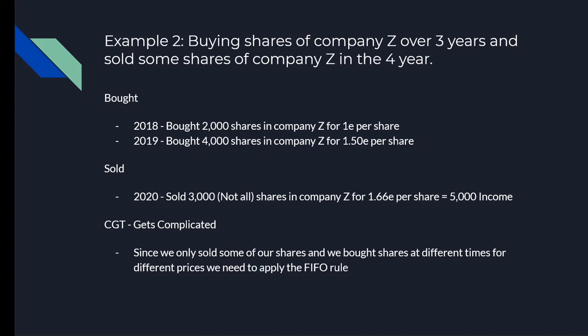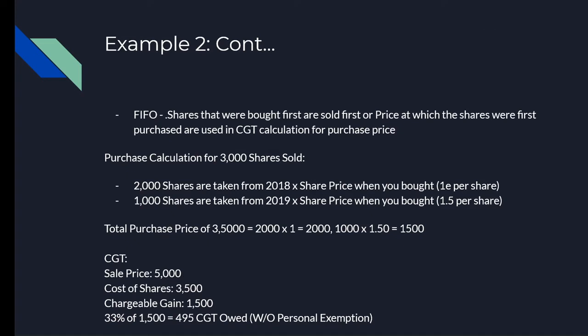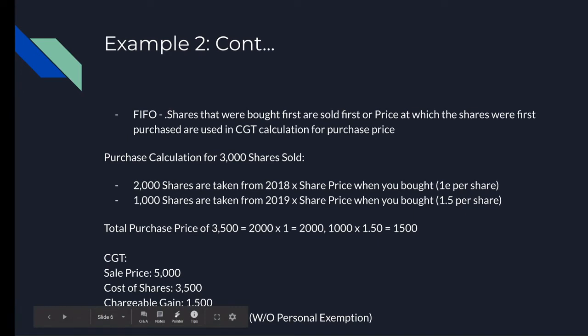Basically, what happens now is because we only sold some of our shares and we bought shares over a different time at different prices, we need to apply the FIFO rule. FIFO rule basically means first in, first out. Shares that were bought first are sold first. Now you might say, how do I know which ones I bought first? There's no ID to them. Basically, it means the price at which the shares were first purchased is used in the capital gains tax calculation for the purchase price. And again, when you sell them, the next shares you bought go on to the next, right?